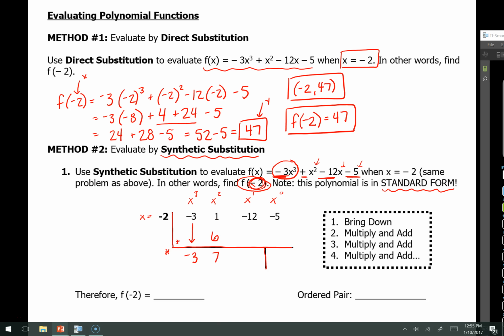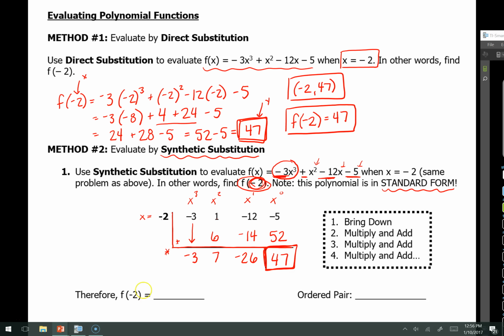Now I'm multiplying again. -2 times 7 is negative 14. So that goes in my next open spot. When I add these together, negative 12 plus negative 14 is negative 26. And then I need to multiply. Negative 2 times negative 26. That's positive 52. And when I do my last addition, negative 5 plus 52, I get 47. So notice here that my answer, 47, is the same answer I got when I used direct substitution. These are the same thing, just a different methodology.